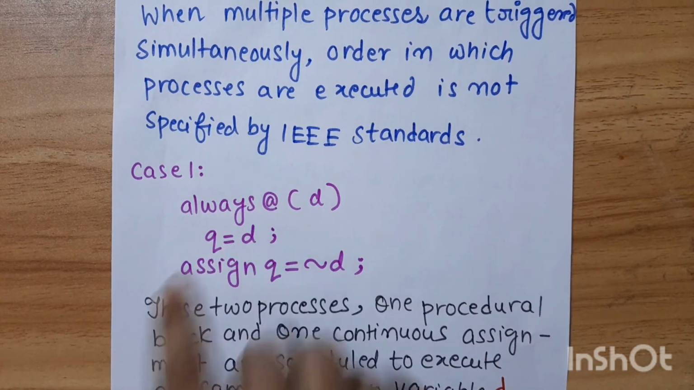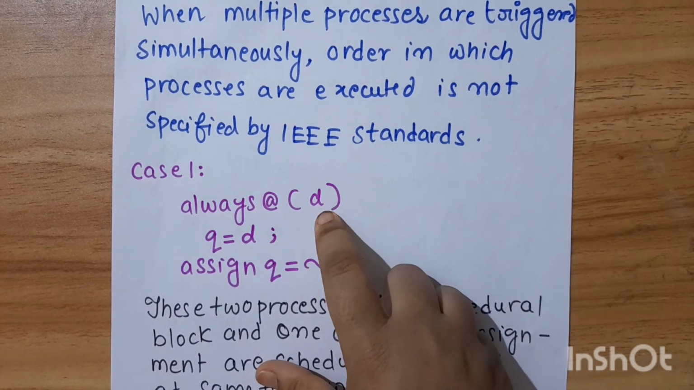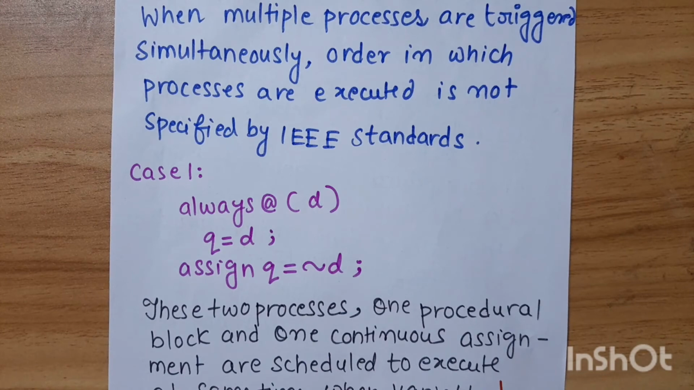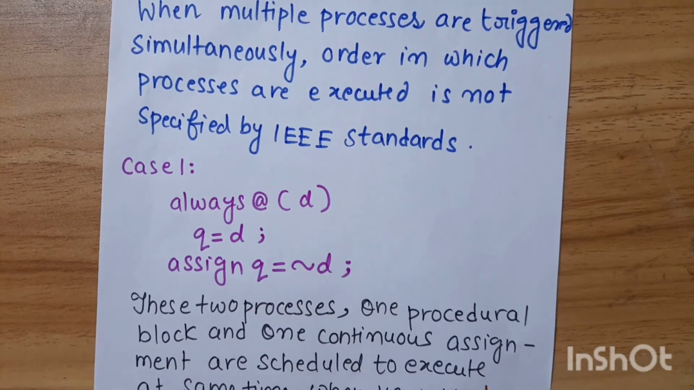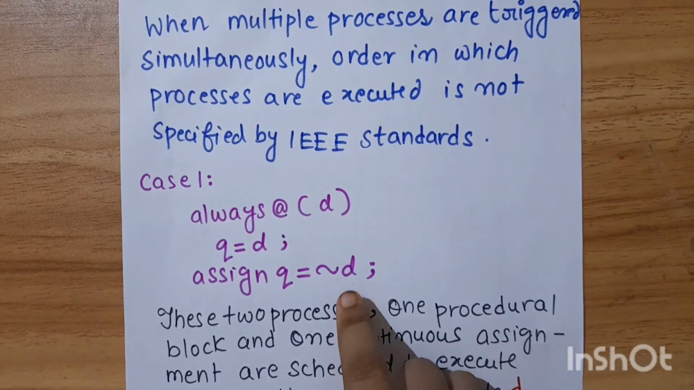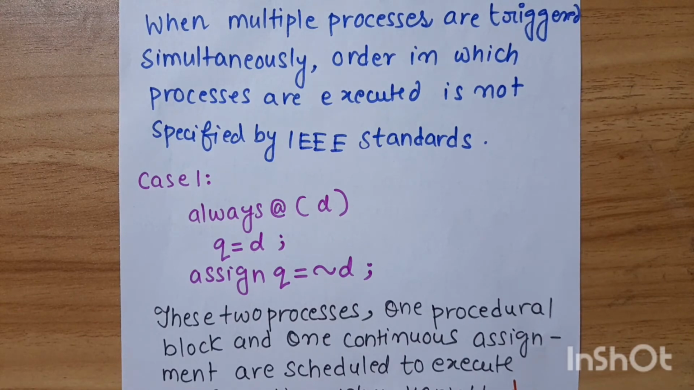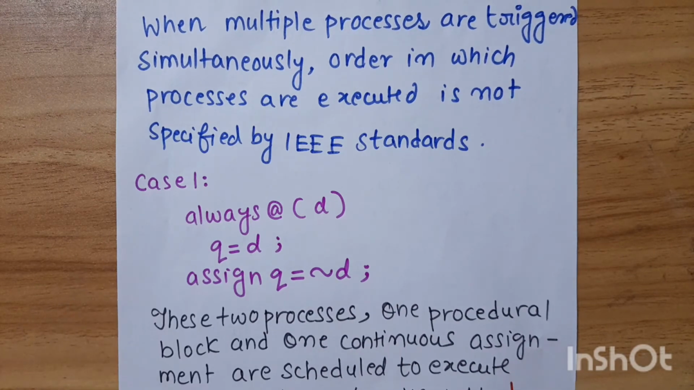always @(D) Q = D; This is the first statement. It means whenever D changes, Q is updated to the value of D. Second, whenever D changes, not of D is assigned to Q. Both will be triggered at the same point of time. Do you realize that? So whether Q will get D or not of D, that is a confusion. That is actually the race around condition or the non-deterministic simulation.